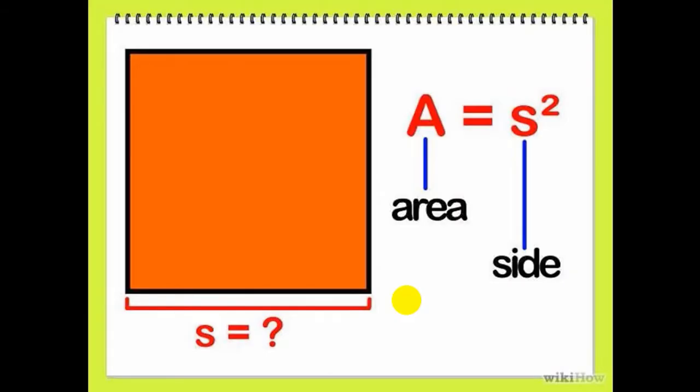Now the area of the square shape. You see over here, this is a square shape. Suppose the length of one side is equal to s. This is one side. Now the area of the square shape is equal to side multiplied by side. So side multiplied by side is equal to the area of the square shape.